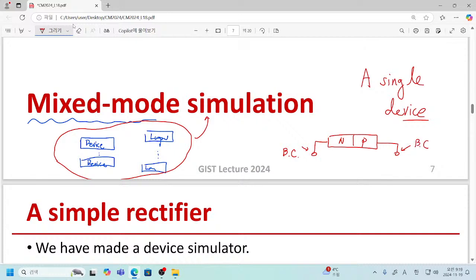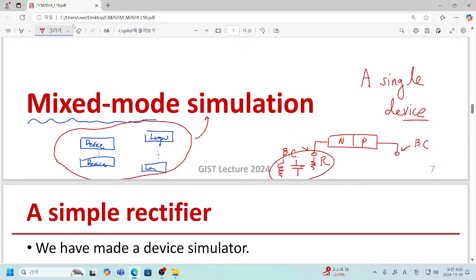However, in reality, the actual circuit contains multiple devices, and in order to make a certain biasing on this device, we need certain lumped elements like resistor or capacitor or inductor. All of these lumped elements are required to make a simple circuit.